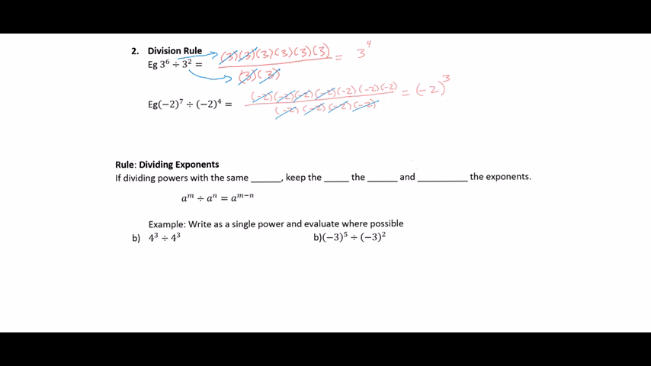Now, the rule for dividing exponents is simple. If we divide powers with the same base, we keep the base the same, and we subtract the exponents that are there.